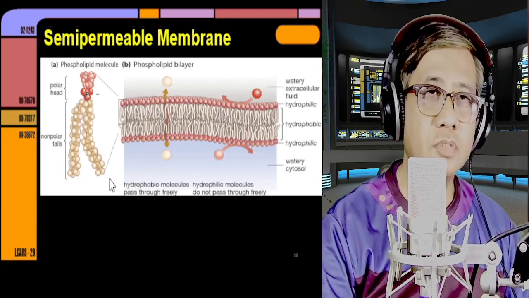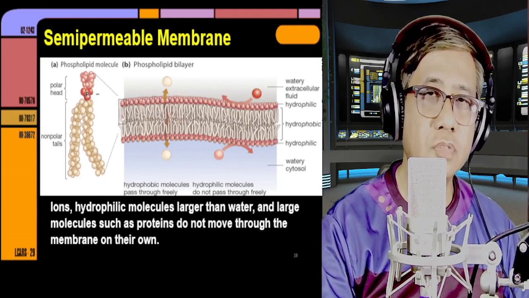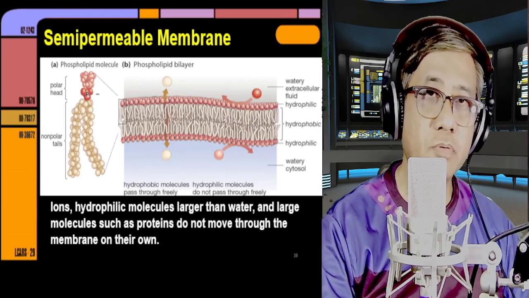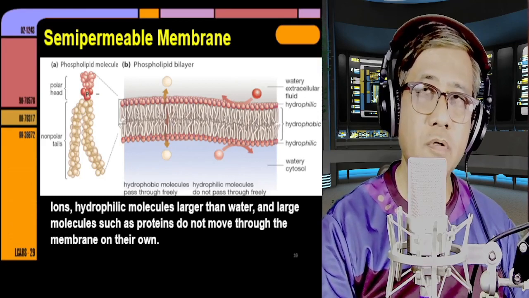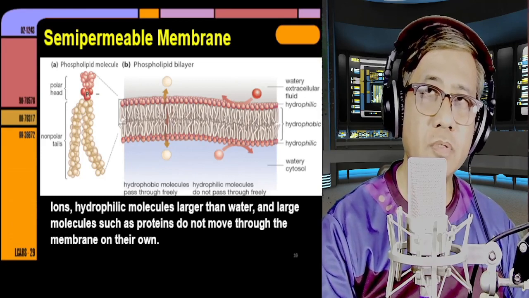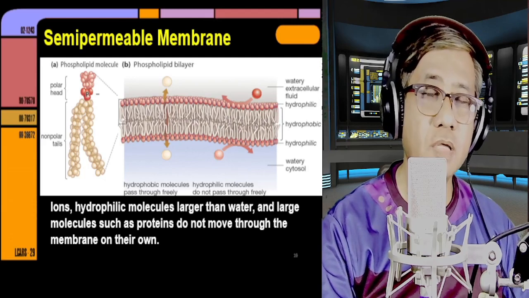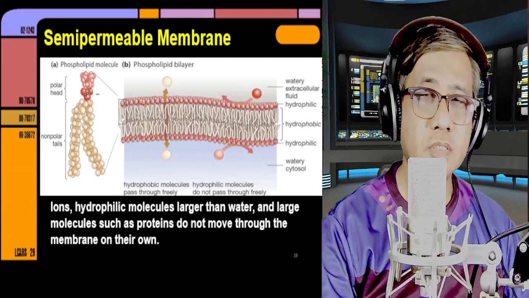Now, molecules such as ions, hydrophilic molecules larger than water, and large molecules like proteins cannot pass through the phospholipid bilayer on their own. So in order for these molecules to enter the cell, they need to enter through special channels embedded in the phospholipid bilayer. So we will be discussing those special channels later.